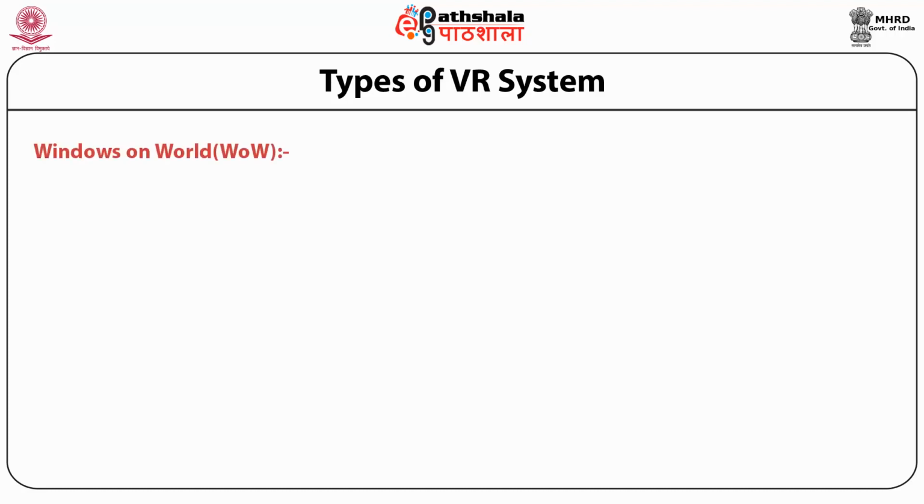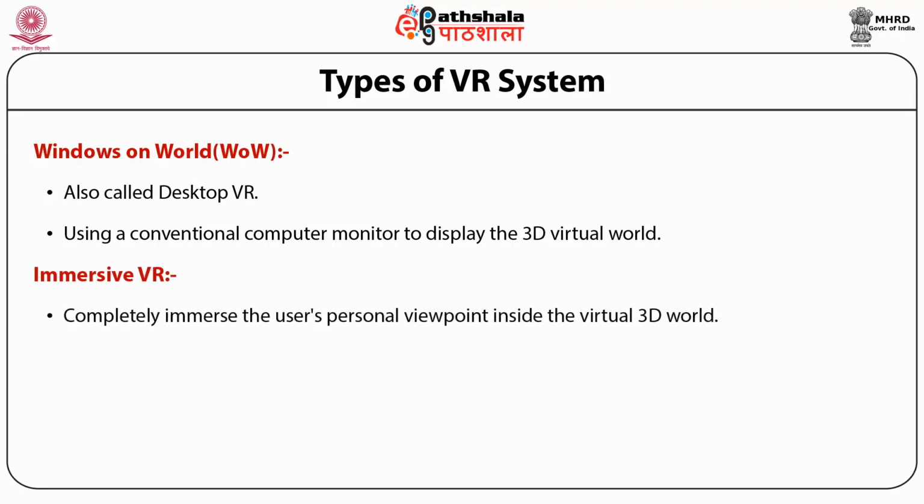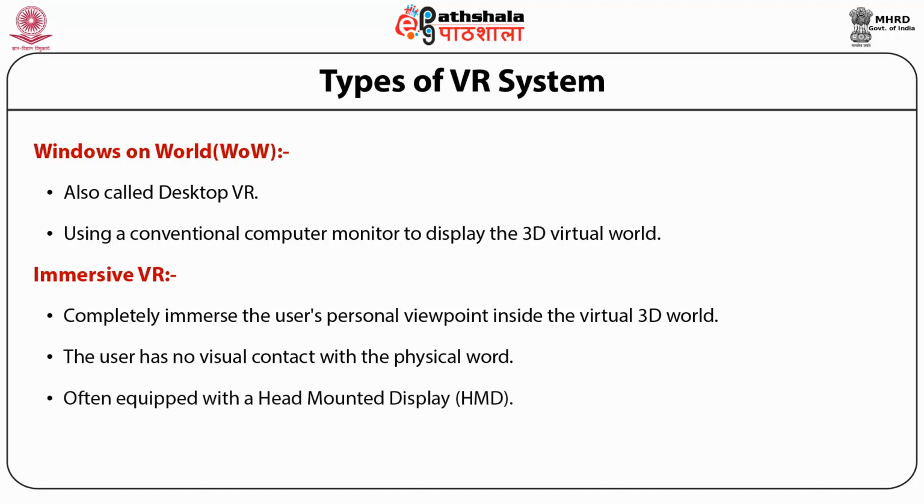The first, Windows on World, in short called WOW, also called desktop virtual reality, uses a conventional computer monitor to display the 3D virtual world. The second type is immersive virtual reality, which completely immerses the user's personal viewpoint inside the virtual 3D world. The user has no visual contact with the physical world, often equipped with a head-mounted display called HMD.